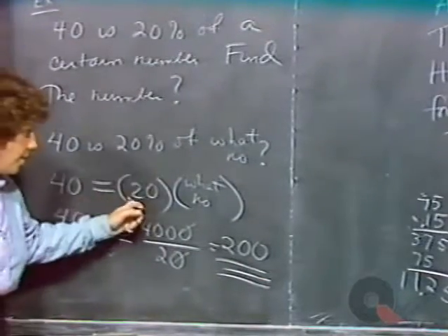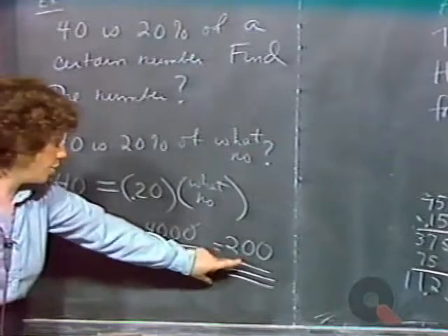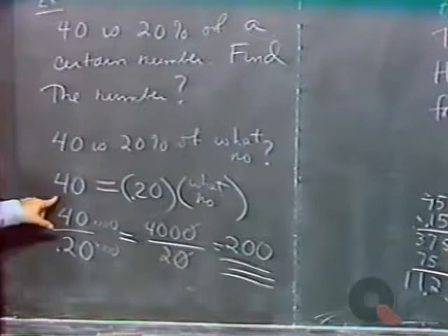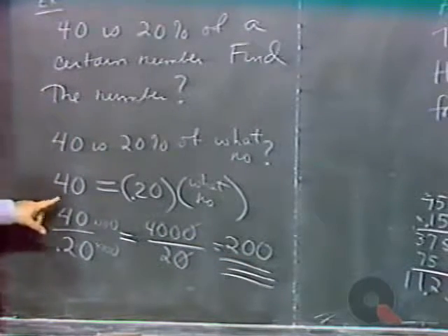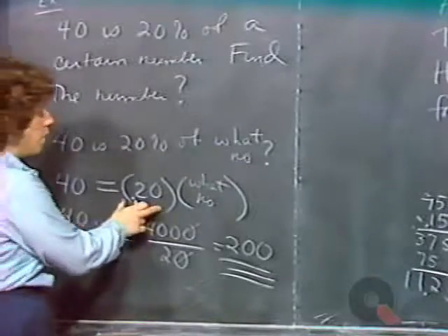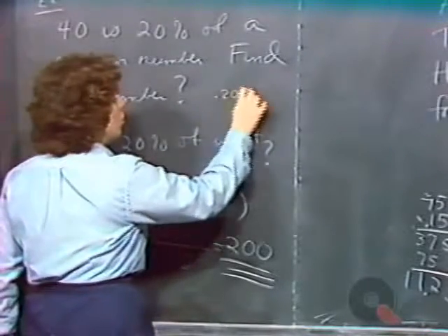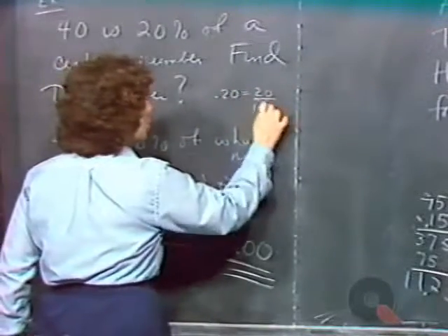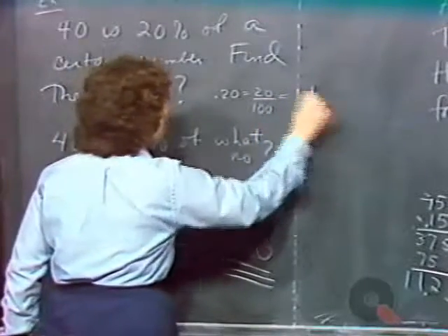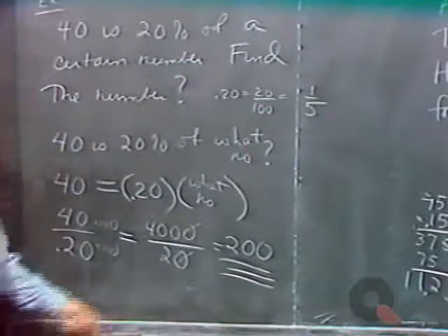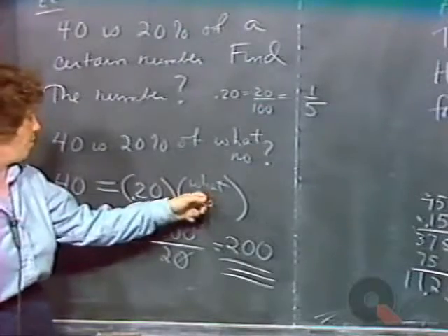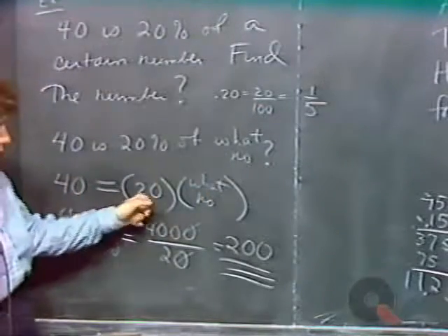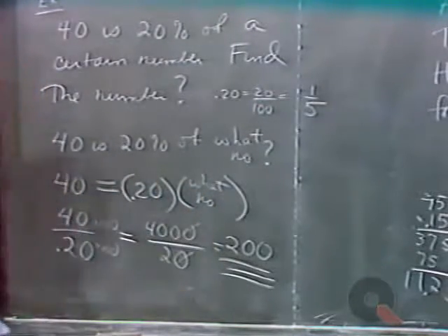20% of 200 would turn out to be 40. 20%, by the way, could also be thought of as 0.20, 20/100ths, which reduces to 1/5. So what we're really asking is 1/5 of what number is 40, and 1/5 of 200 is 40.